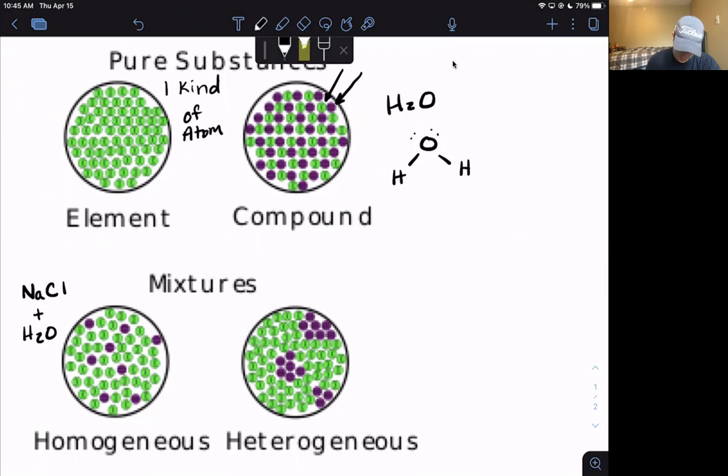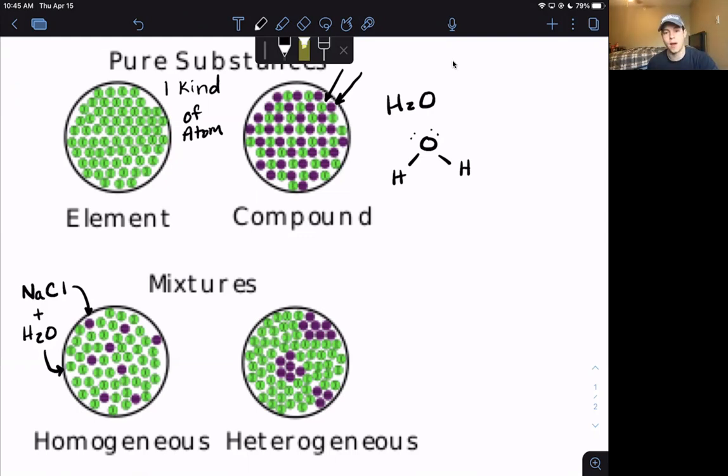So in this case, maybe the salt is purple and the water is green. And that would be a homogeneous mixture. That would be just something that you see if you mix something up and it dissolves really well. And you'll get that a lot in lab.